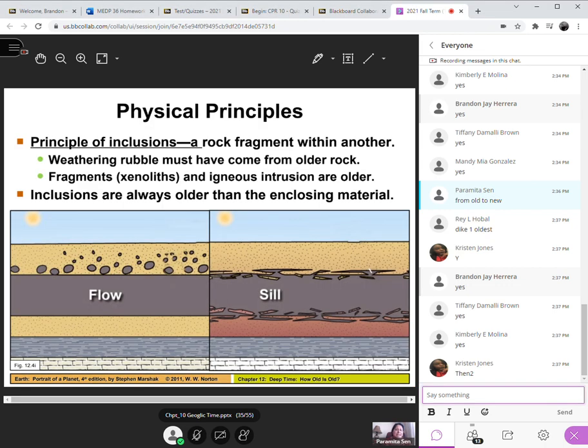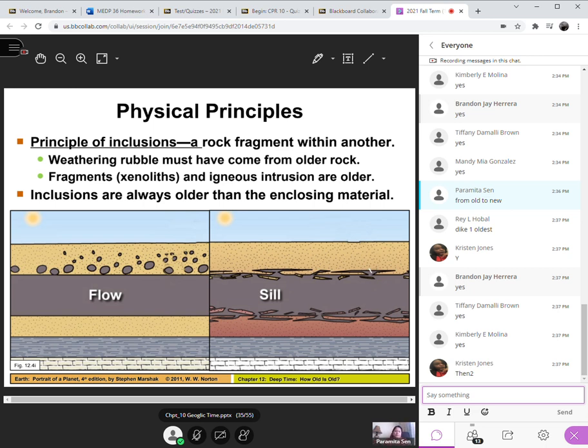Okay. Next is physical principles. Principle of inclusion. Please write it down. This is number 4. So we did the principle of original horizontality, then the principle of superposition, number 3, the principle of baked contacts, and number 4, the principle of inclusion.